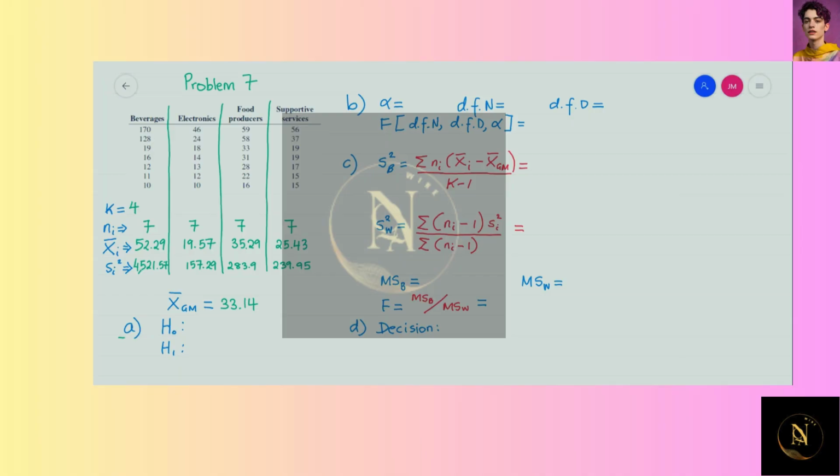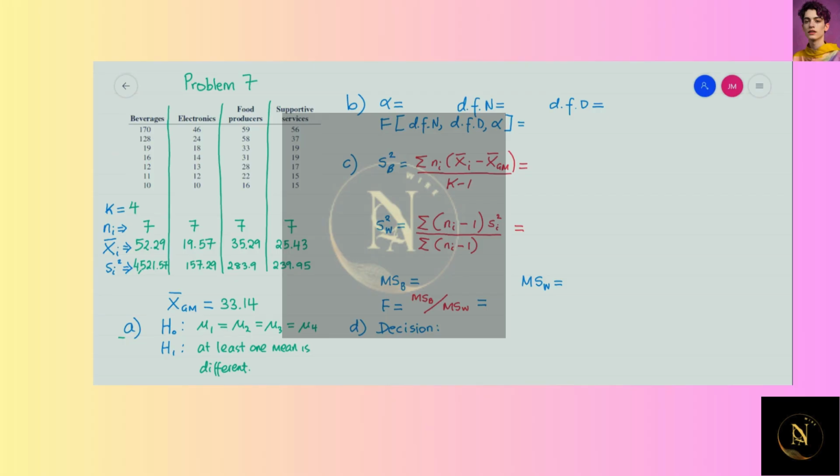So in this case, the null hypothesis is mu1 equals mu2 equals mu3 equals mu4. So we have 4 means since there are 4 business sectors. The alternative hypothesis is that at least one mean is different from the others. Okay, so the first step is done.